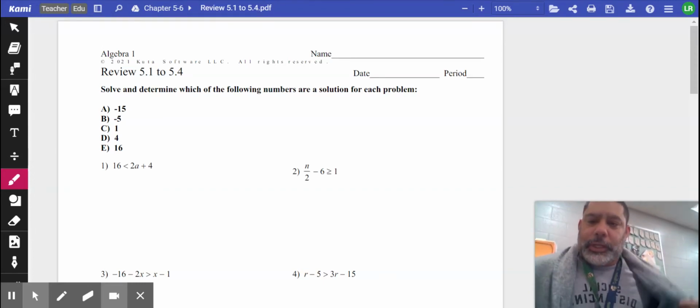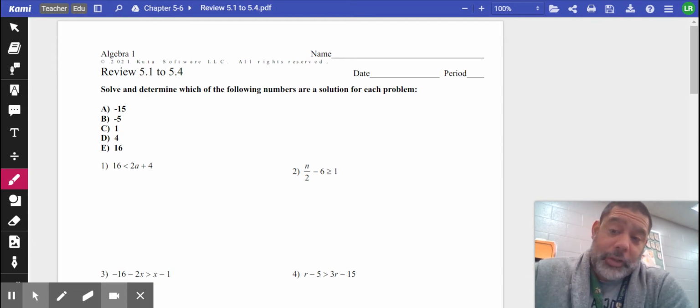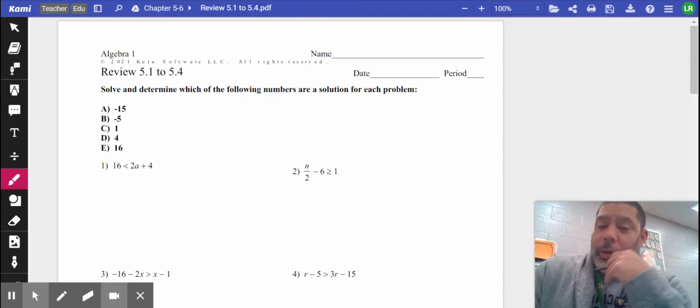Hey y'all, going to be going over this review worksheet that we have. So this is basically your answer key for the review worksheet. So I'm going to go step by step.